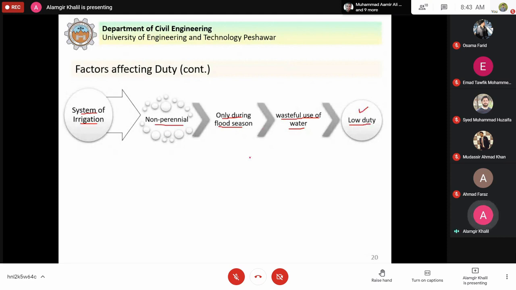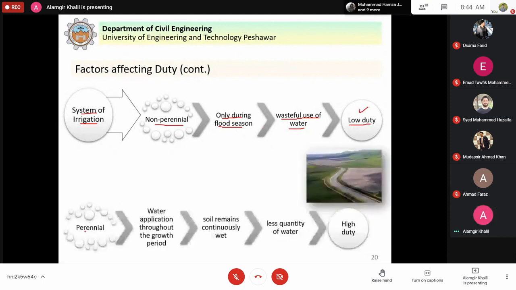When we have a perennial system where water is available in adequate quantity throughout the base period, so water application throughout the growth period, soil remains continuously wet and less quantity of water will then be required. So this will result into high duty of water.